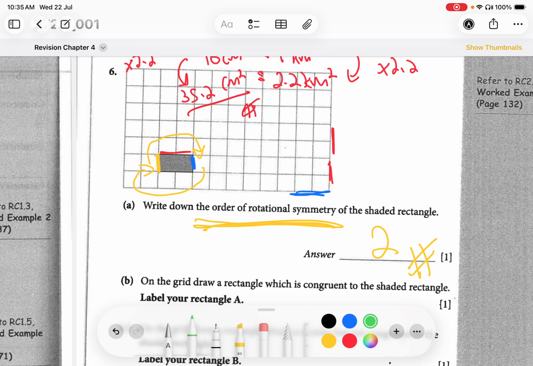Then this side here is 1, I draw 2, times 2. This side here is 2, right? I draw 4. There, this is my triangle. This is my triangle A. It's here. That's my answer for B.